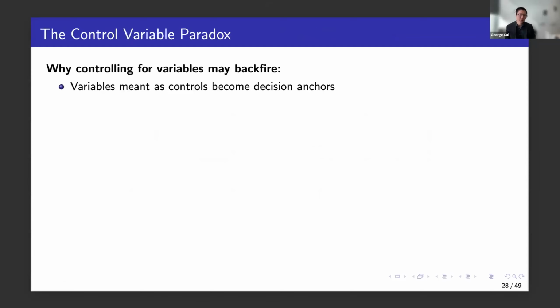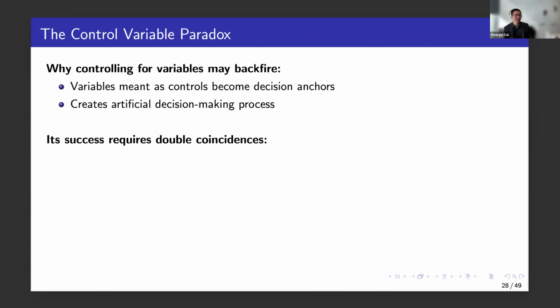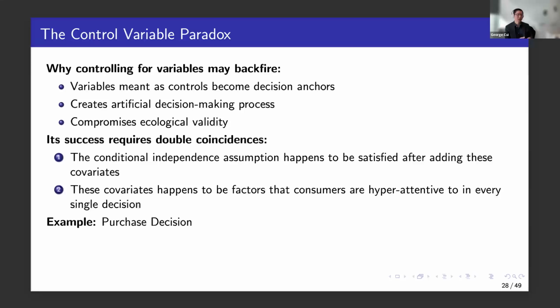Yeah. So here I just want to summarize a little bit of why there is a dilemma in adding control variables. Variables meant as controls could become decision anchors and can create some artificial decision-making process. And its success requires a double coincidence. First, the conditional independence assumption needs to be satisfied when we add those covariates. And second, these covariates should happen to be factors that consumers are hyper attentive to in their decision process. For example, if the customers are hyper attentive to the quality and to the reasonable prices, and these variables happen to satisfy the conditional independence assumption after controlling for them, then it's plausible that this is a question that can be addressed, or at least does not suffer so much from this challenge.